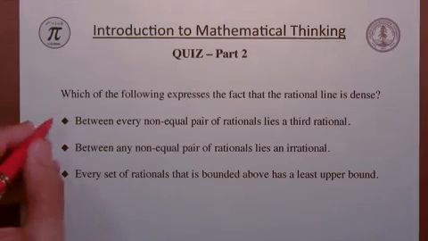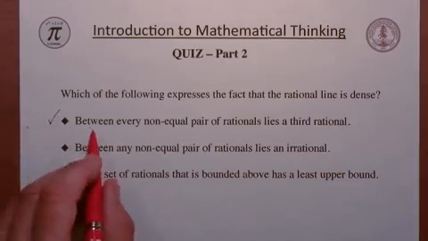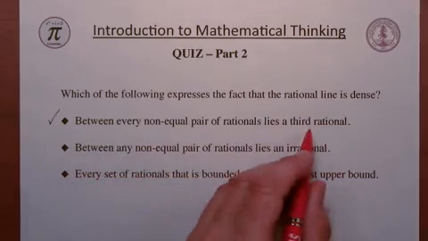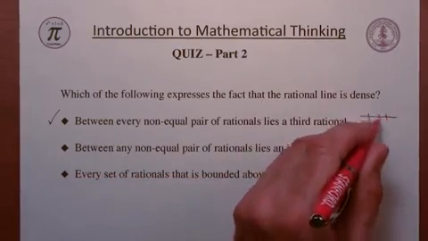The answer is, the first one is correct. This is what it means to say that the rational line is dense. Between any two rationals, you can find a third one.